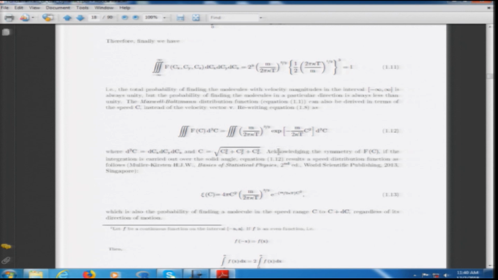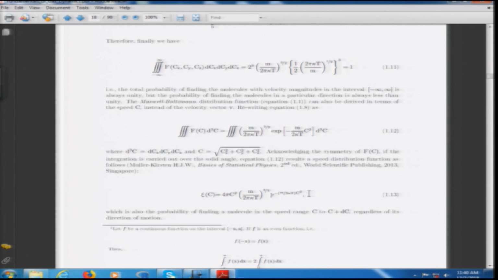You can see here equation 1.13 in this PDF, that psi c, the speed distribution function, is equal to 4 pi c squared, where c squared is nothing but the speed of the molecules, times the bracket m by 2 pi kT to the power 3 by 2, and then the exponential function e to the power minus m by 2 kT into c squared.